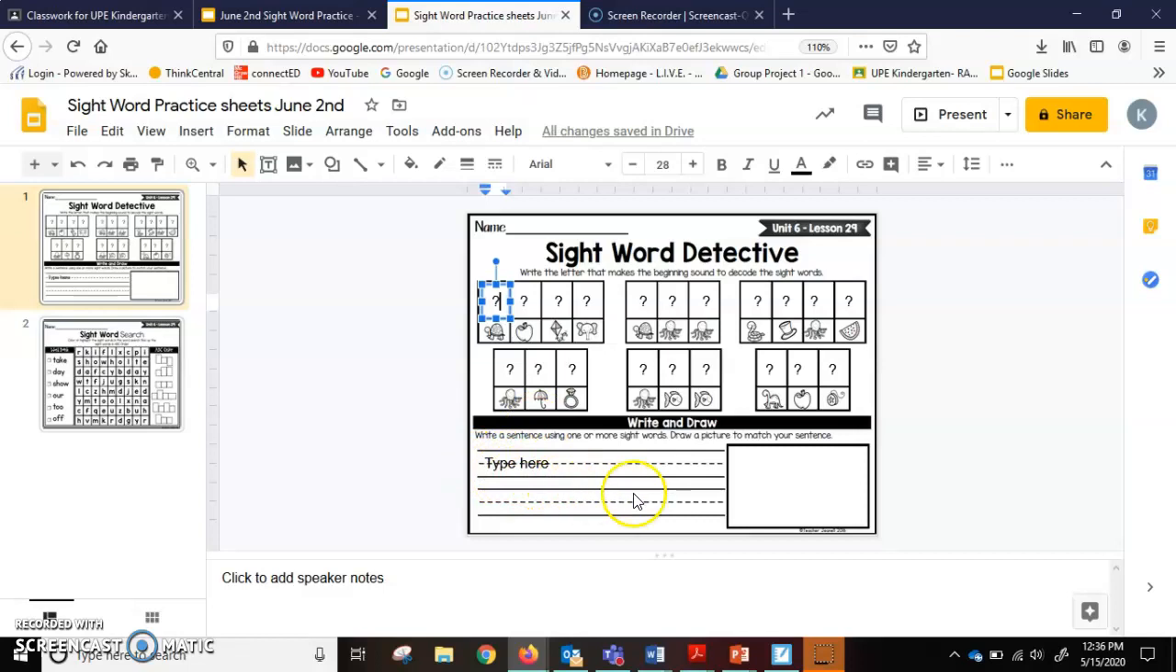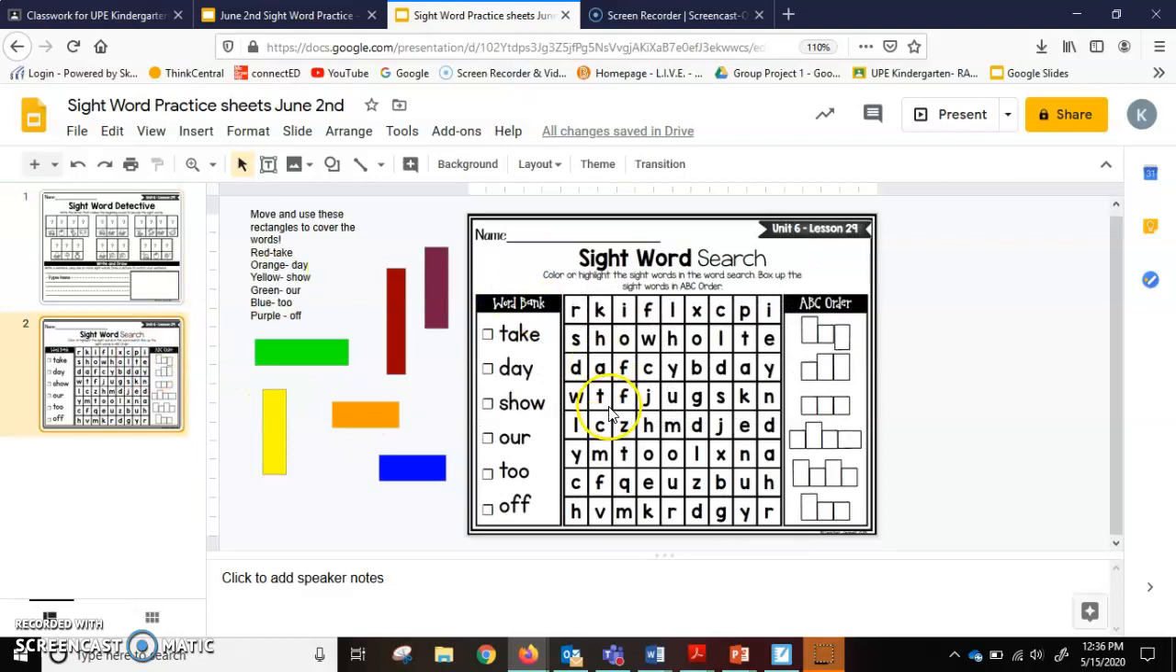Or you can write a sentence that has one or more sight words in it, and then you could try and draw a picture to match. You might need to do that on a separate piece of paper. There is a second option if you would like. You can do this worksheet instead, or you can do both.